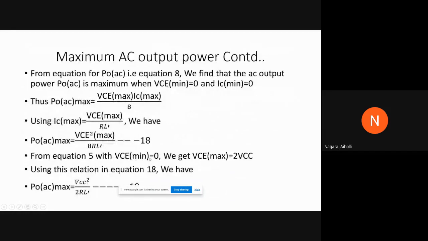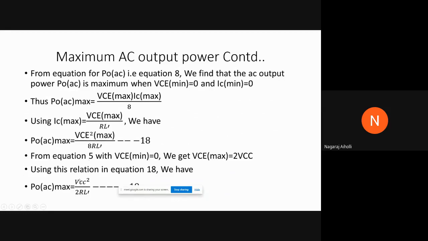So VC max is equal to 2 times VCC. If we substitute this in equation 18, VC max is equal to 2 times VCC. That means VC max square will become 4 VCC square, correct? VC max square will become 4 VCC square by 8 RL dash. 4 1s are 4, 2s are 8. That will be VCC square divided by 2 RL dash.